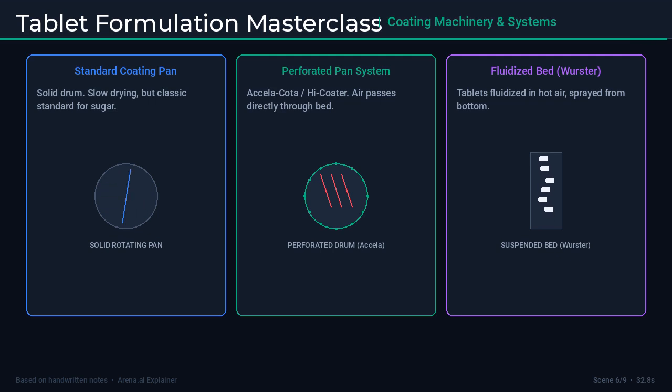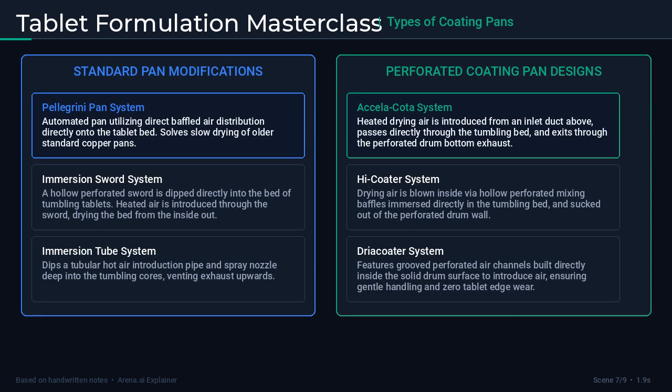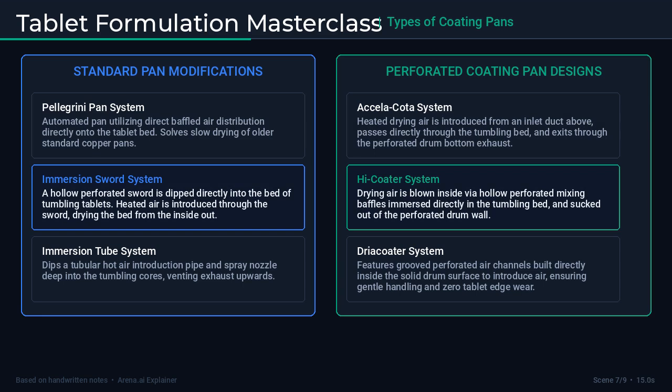the bottom. Let's dive deeper into the specific types of coating pans. Standard pans have been modified to improve drying. The Pellegrini pan uses fully automated baffled air. The immersion sword system dips a perforated hollow sword directly into the tumbling tablet bed to introduce hot air.